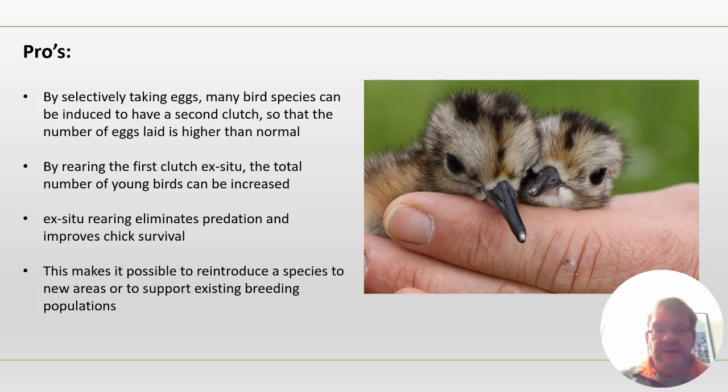You can select eggs in the wild, taking out from the clutch, let's say, especially endangered eggs or clutches on intensively managed farmland or from airfields and whatever. And in most species, the adult birds will make a second clutch, so the number of eggs is higher than normal. By rearing the first clutch ex situ, the total number of young birds can be increased by using the second clutch, which is then raised by the wild birds. Ex situ rearing eliminates predation and improves the chick survival, of course. This makes it possible to introduce the species to a new area and to support existing breeding populations with more young than would regularly be fledged.